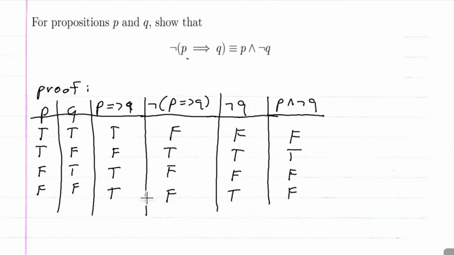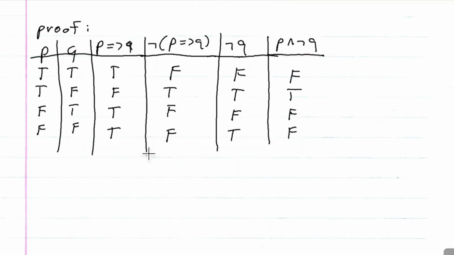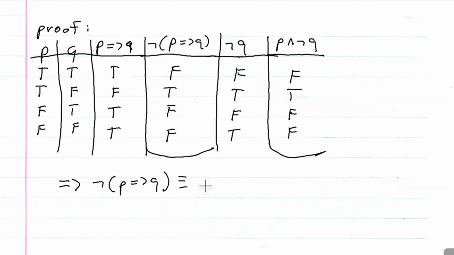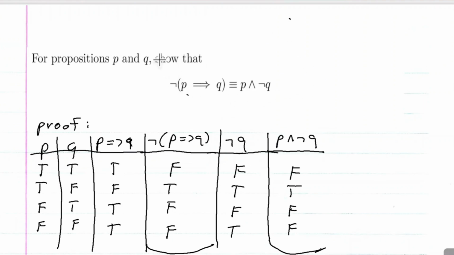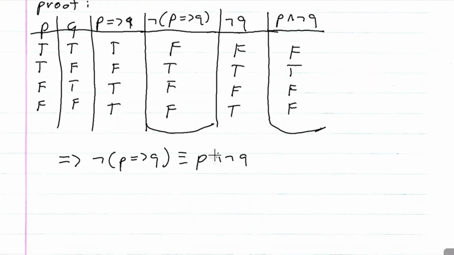So notice, scooch down a little bit here. Notice that the not P implies Q column, and the P and not Q column have the same outputs, right? For the respective rows. We have F, F, T, T, F, F, F, F. So what this tells us is that the negation of P implies Q is logically equivalent to P and not Q, which is what we wanted to show right up here. Okay, so that is the proof.